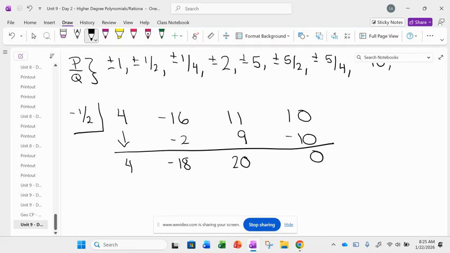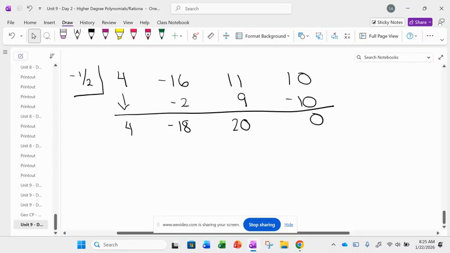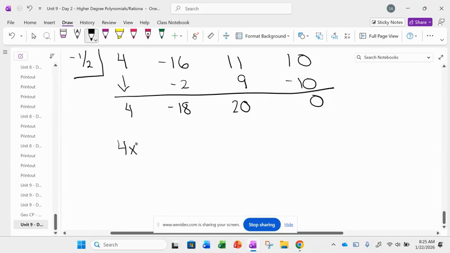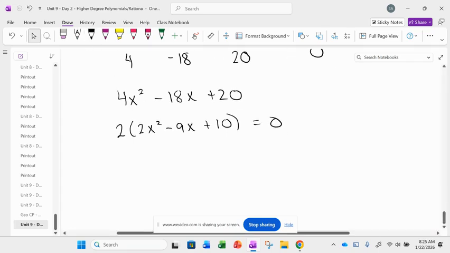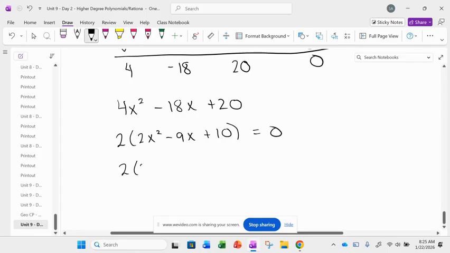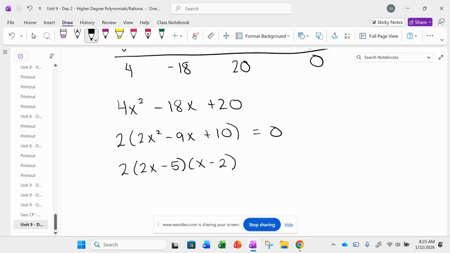Not as bad, right? Because I found one successful root that now has brought us down to a degree of 2. So this is going to be 4x squared minus 18x plus 20. Can I pull out a GCF of 2 here? Not a 4. Can I pull out a GCF of 2? So then we're going to have 2x squared minus 9x plus 10. And I will tell you, we can factor this. We're going to have a 2x minus 5 and an x minus 2.